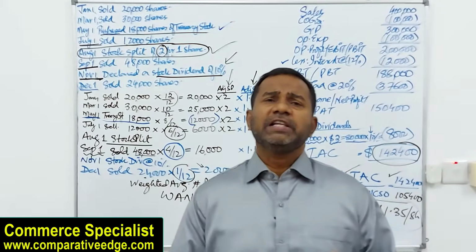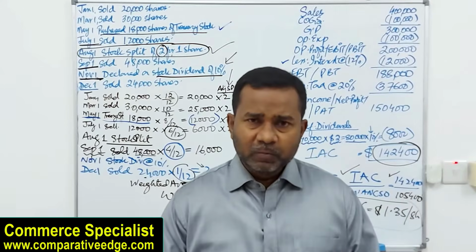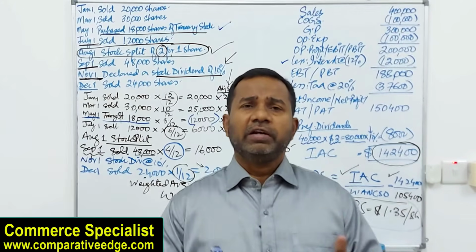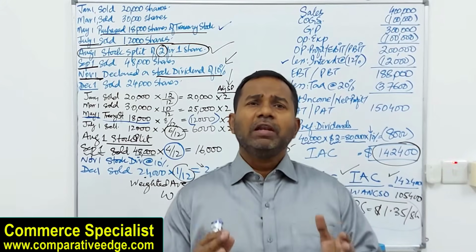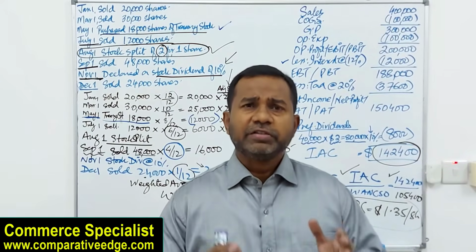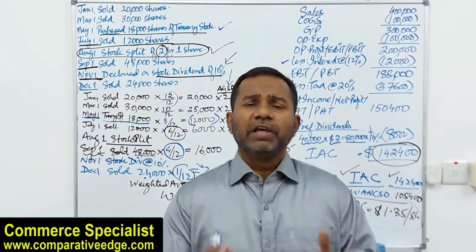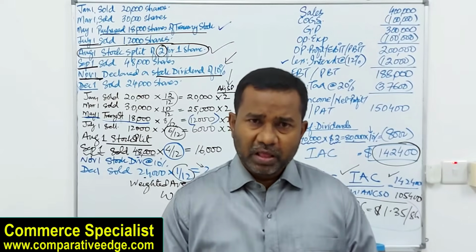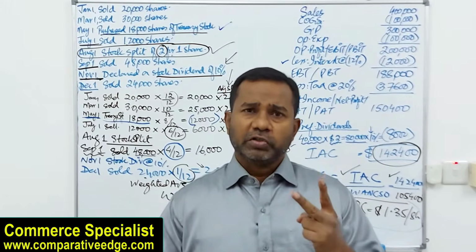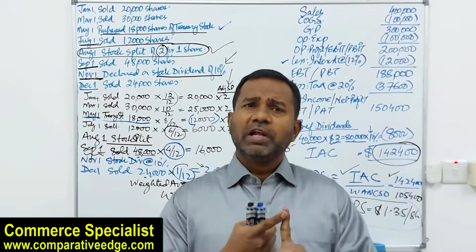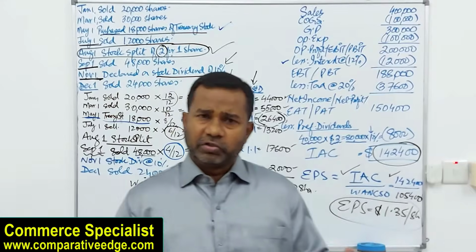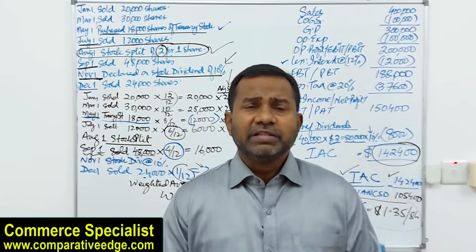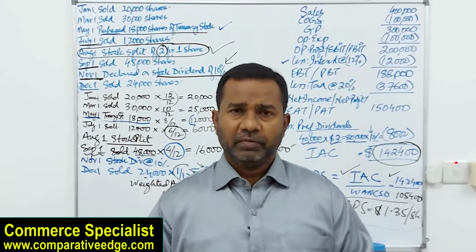What happens as per IAS 33 and Accounting Standard Codification ASC 260, all limited companies are supposed to show on the face of their financial statements 2 types of earning per share. One is known as basic earning per share, which is this one, which is a normal earning per share, and the other one is diluted earning per share.